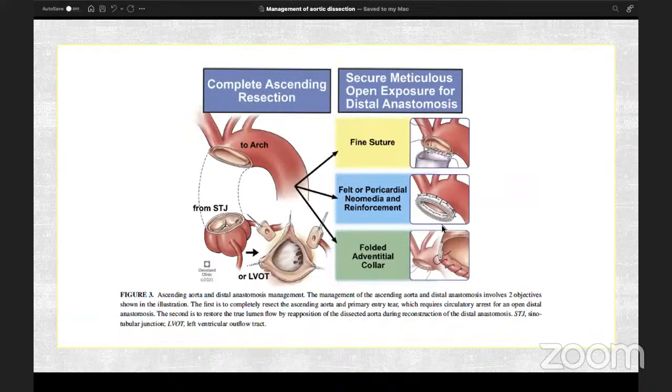For the distal anastomosis, there are different techniques, either with just fine suturing, taking all the tissue together and suturing it to the tube graft, or by creating a neomedia with either Teflon felt or pericardial tissue that helps reinforce the aortic tissue and gives a more stable anastomosis. Another technique is to use a folded adventitial collar, and then you suture your distal tube graft to it.